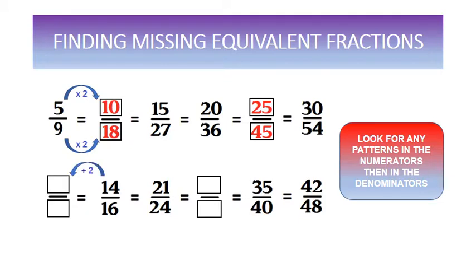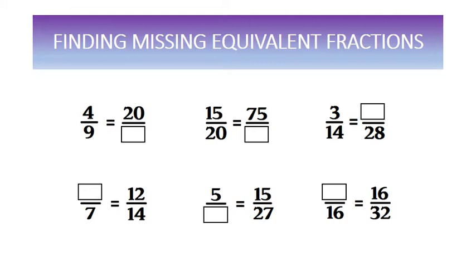So 14 divided by 2 will give me the 7. And then I simply have to do the same to the 16, which gives me 8. So now I'm going to start working from left to right because it's always easier to multiply. I can see that the pattern is multiply the first fraction by 2 to get the second one, then by 3 to get the third one, and then by 4 to get the fourth one, which is the missing one. So 7 times 4 gives me 28. 8 times 4 gives me 32.